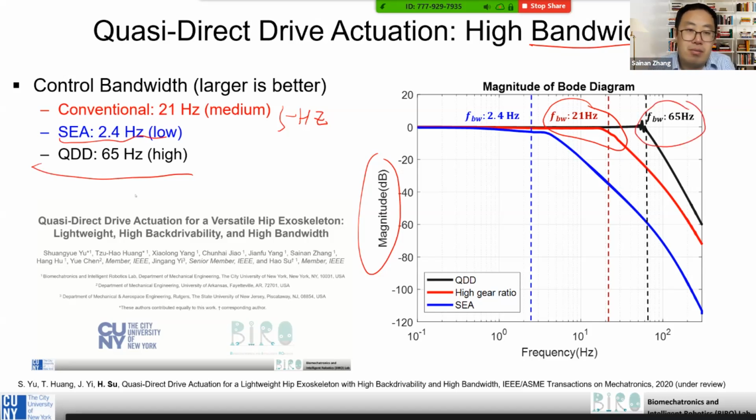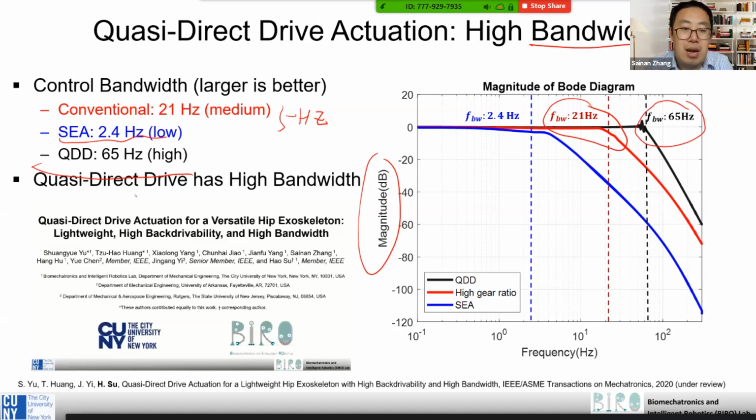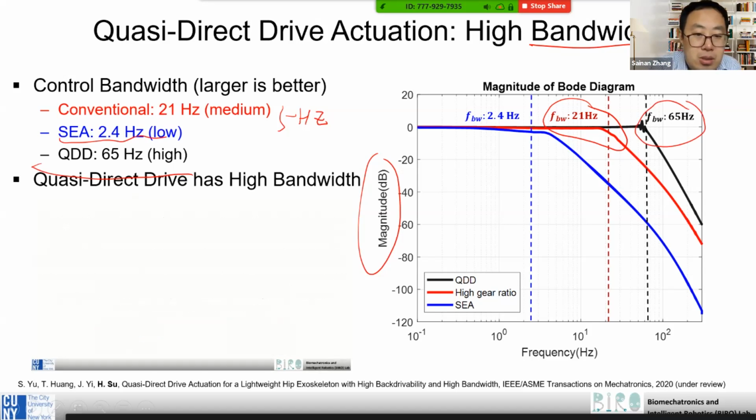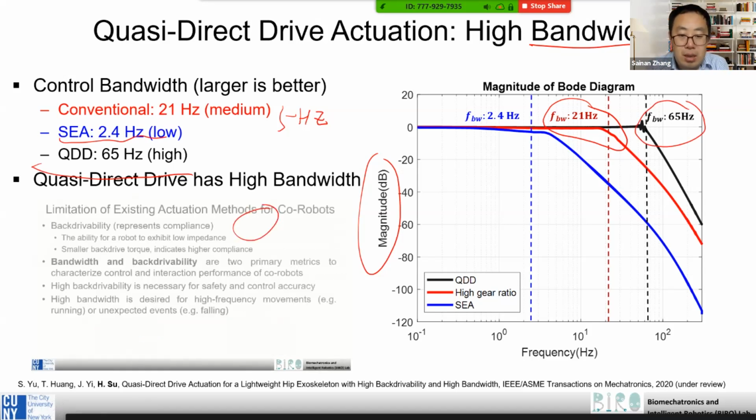So that's why we call it versatile, because it has better bandwidth and also better backdrivability. So that's why we call this a versatile actuation.